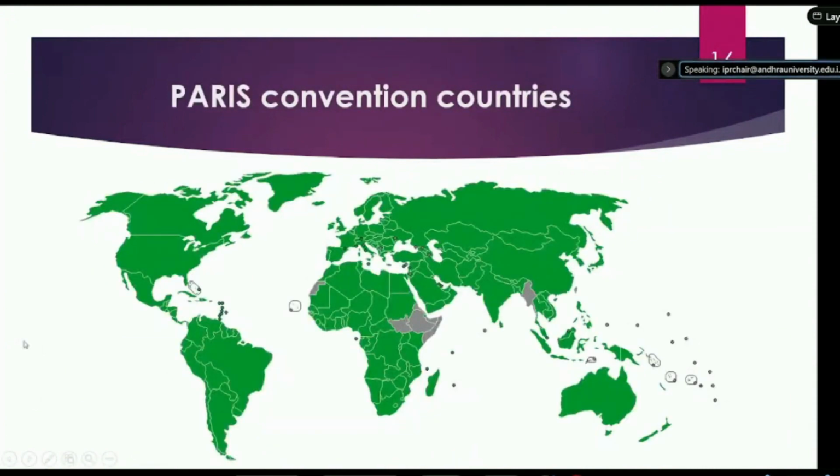I have some headache and something. These are the Paris Convention countries. This is the world map on your screen. All these green ones are Paris Convention countries. So if you are thinking of filing in any of these countries, you have 12 months of window time to go to any country and then go to another country.